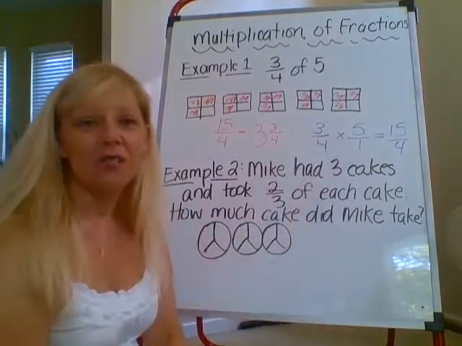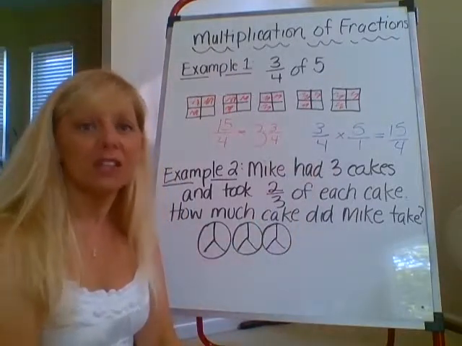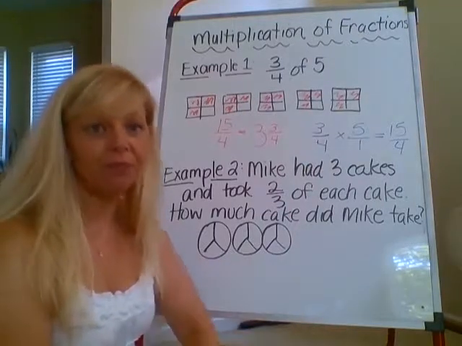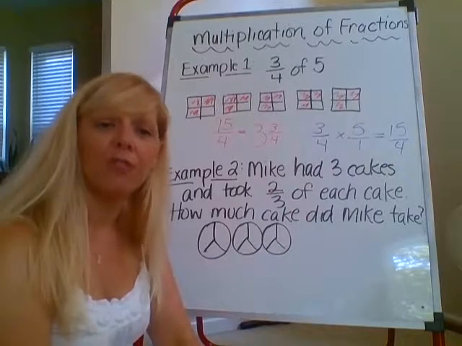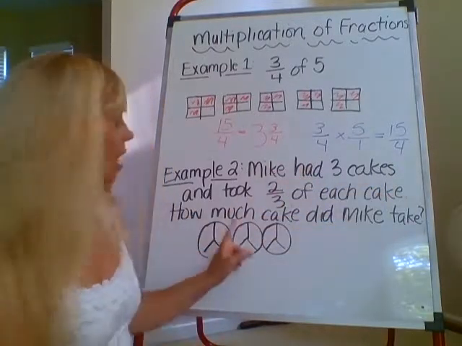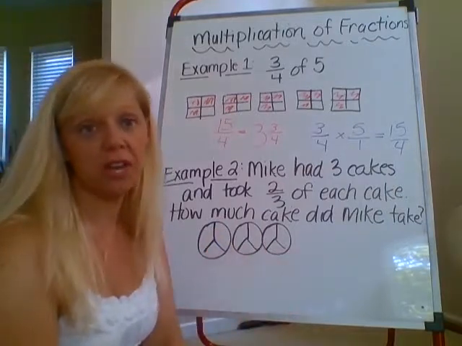All right, so we have 15 fourths. Okay? All right, dreaded word problems. Some of us look at word problems and we totally freak out. If we take it step by step, we can figure out parts of it. So if we have Mike had 3 cakes, so I draw 3 circles for circle cakes.